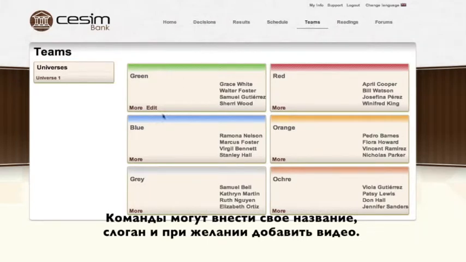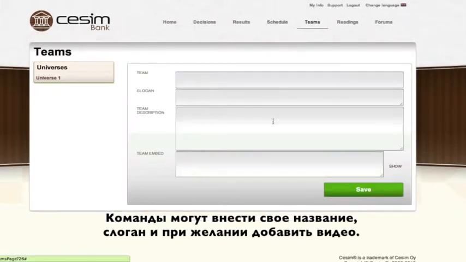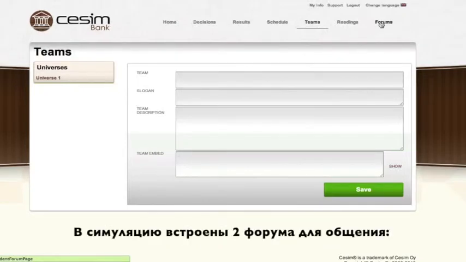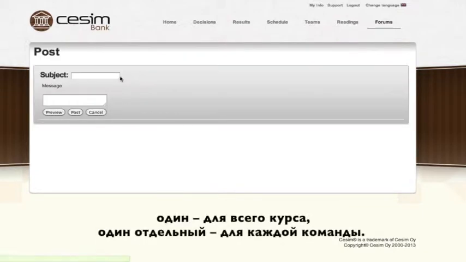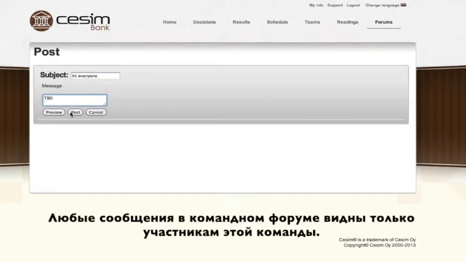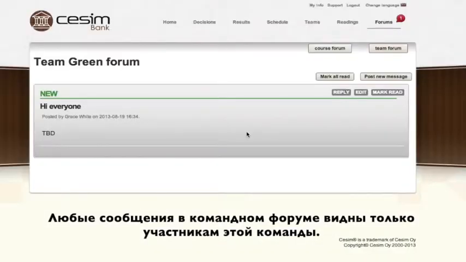Teams can change their company name, create a slogan, enter a description, and embed a video if they wish. There are 2 separate discussion forums built into the simulation, one for the whole course and one for each individual team. Any posts in a team forum are visible only to members of that team.